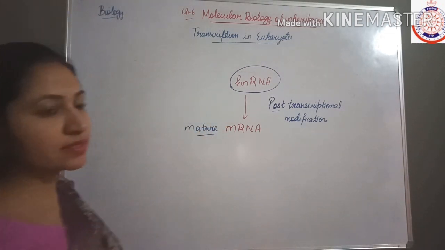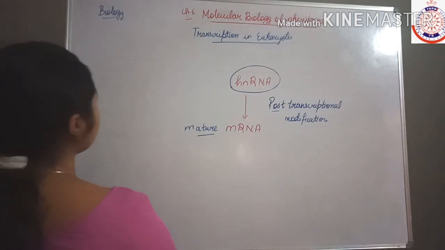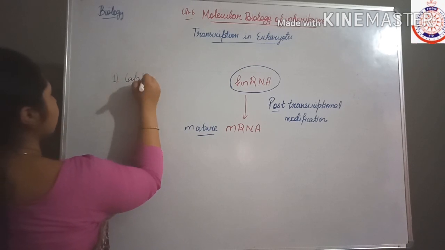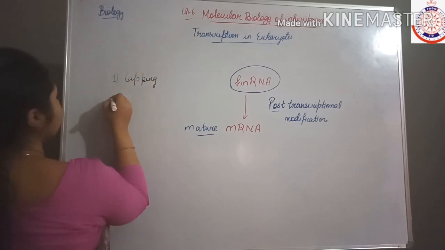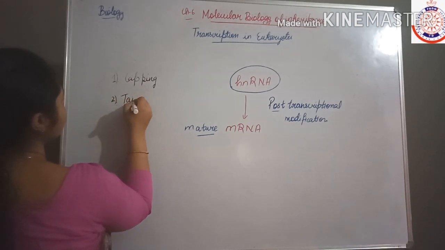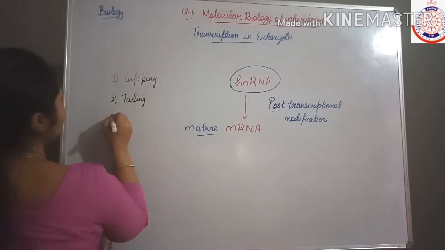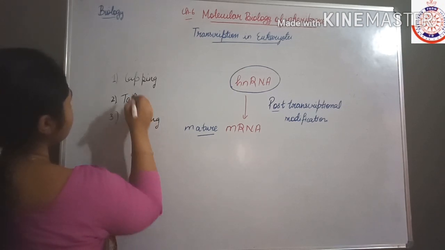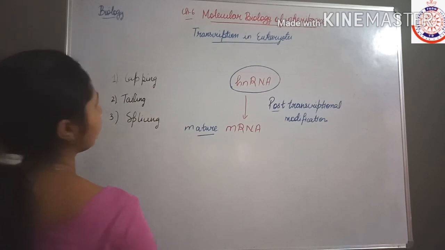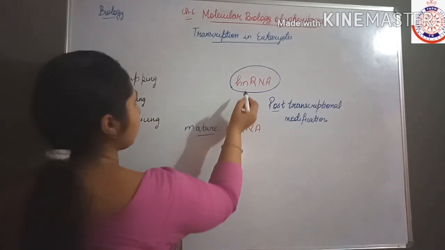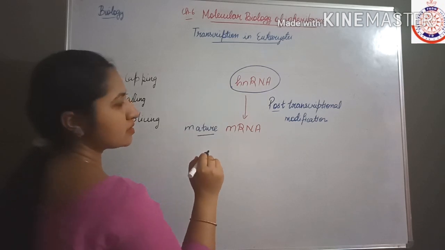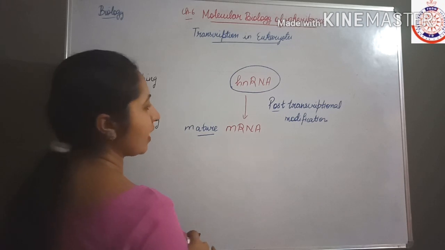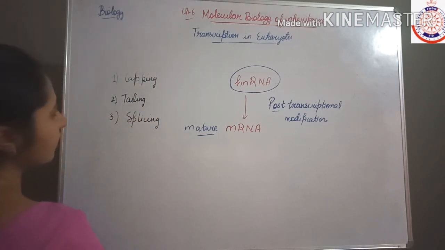There are three processes. First is capping, then tailing, and third is splicing. First capping, tailing, and then splicing, and then the hnRNA, which is known as the precursor of the mRNA, will be modified to form the mature mRNA. So let's discuss this in detail.